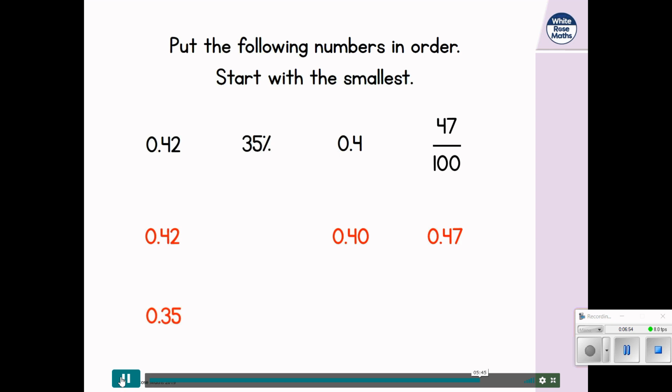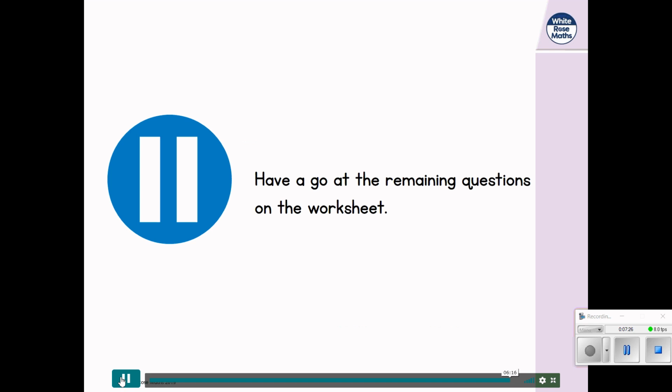Now we'll move on to looking at the hundredths. 0.40 doesn't have any hundredths, so that must be the next smallest number. 0.42 only has 2 hundredths, so that one comes next. And that just leaves us with 0.47, which has 7 hundredths. Pause the video here and have a go at the remaining questions.